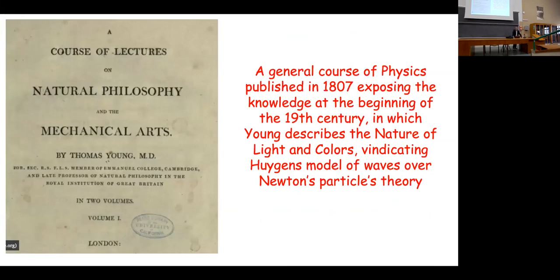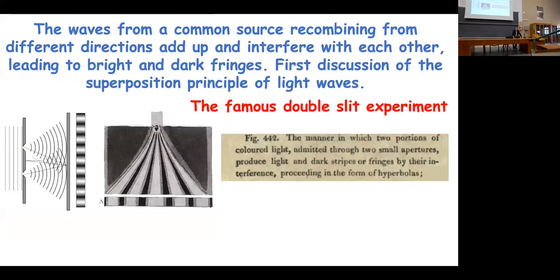He published his result, his theory, in a general course of physics, in which he does not only talk about light, but summarized all the knowledge about physics which was known at the beginning of the 19th century. So about light, he observed for the first time interference effect, and he performed the famous double slit experiment that everybody knows about. So you have a source of light which shines on a screen in which you have two small holes, two small slits, and the light which shines through the slits interferes.